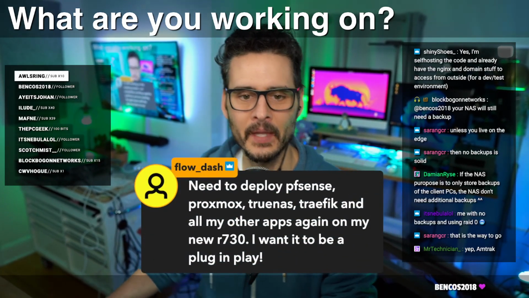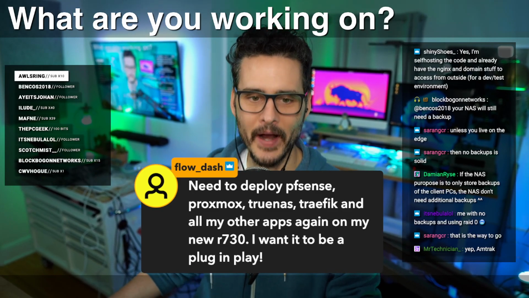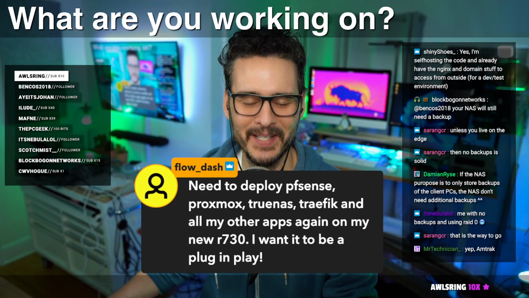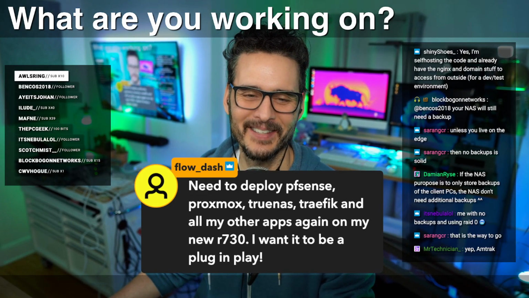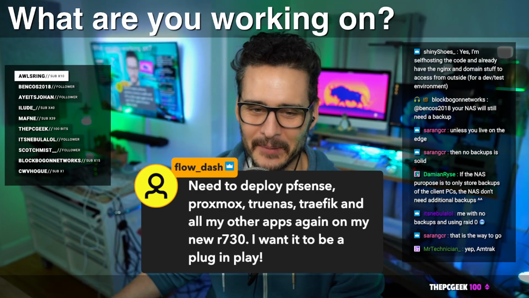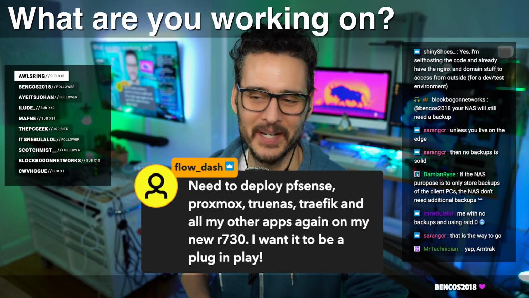So yeah, awesome. Flowdash: need to deploy pfSense, Proxmox, TrueNAS, Traefik, and all my other apps again on my new R730. I want it to be plug and play. That is awesome. Yeah, you just talked about 90% of everyone's homelab stack right there. But yeah, I agree. You want it to be plug and play.